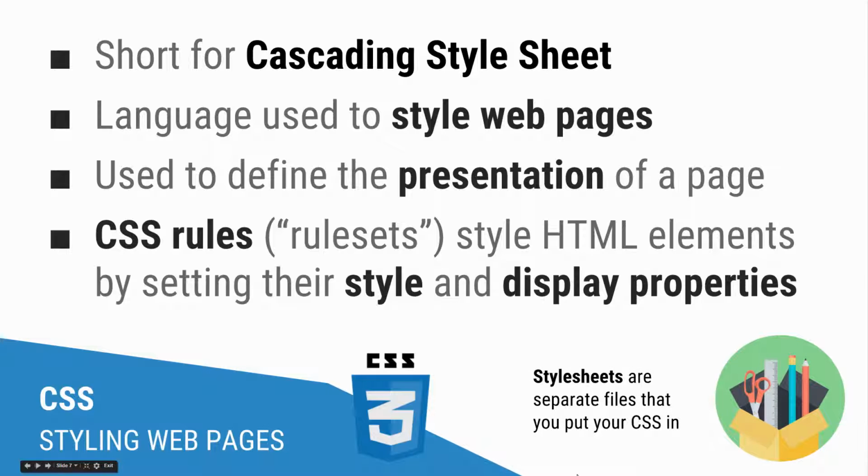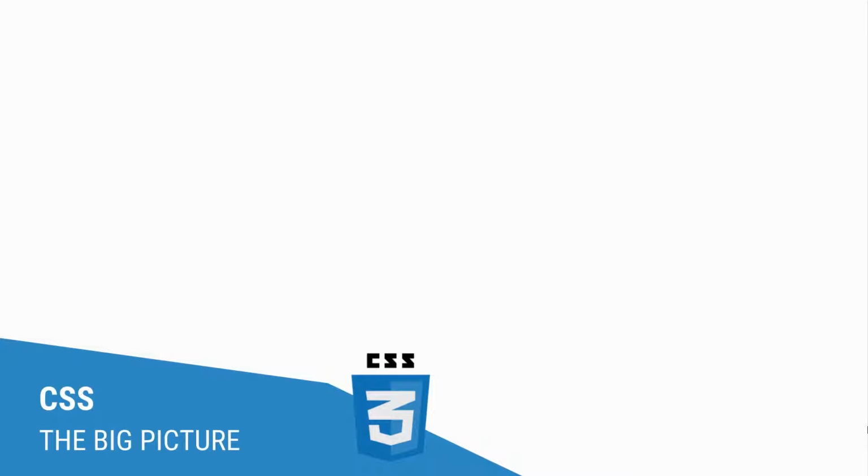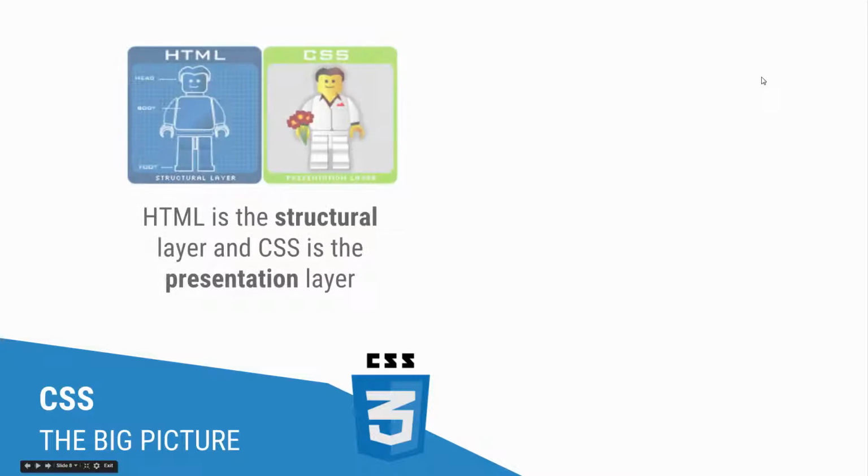You probably heard the word style sheet before. Well, just like any big problem, web development is no different. We break up a large problem into smaller pieces. Style sheets are separate files that we use to only put CSS in. So let's talk about the big idea behind CSS. The big idea behind CSS is that you want to separate the structure of your page from how it's presented.